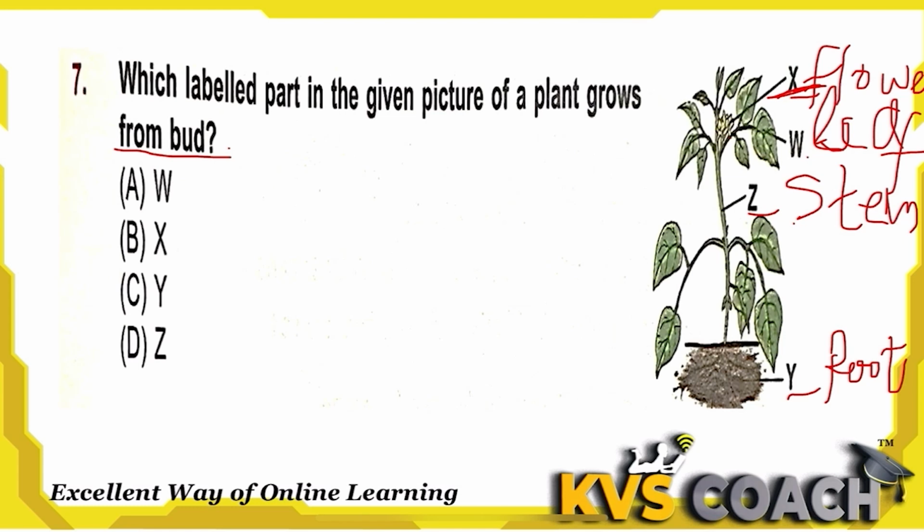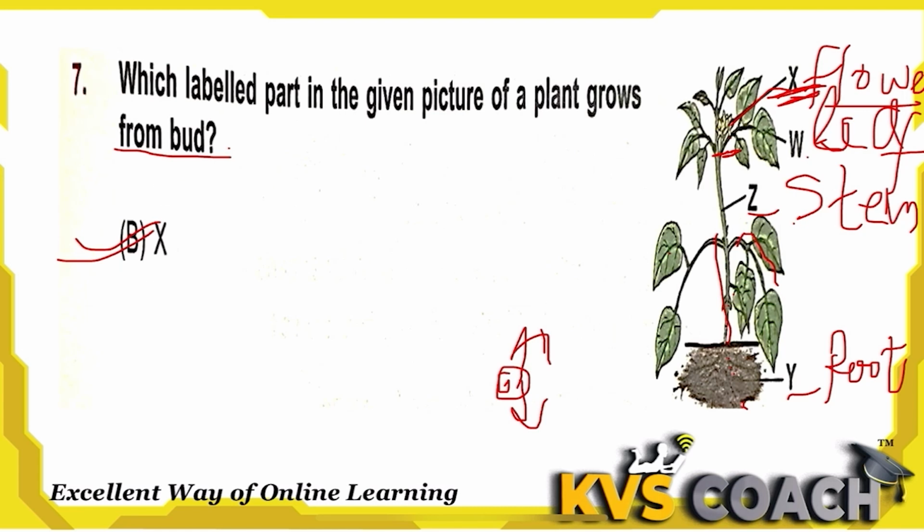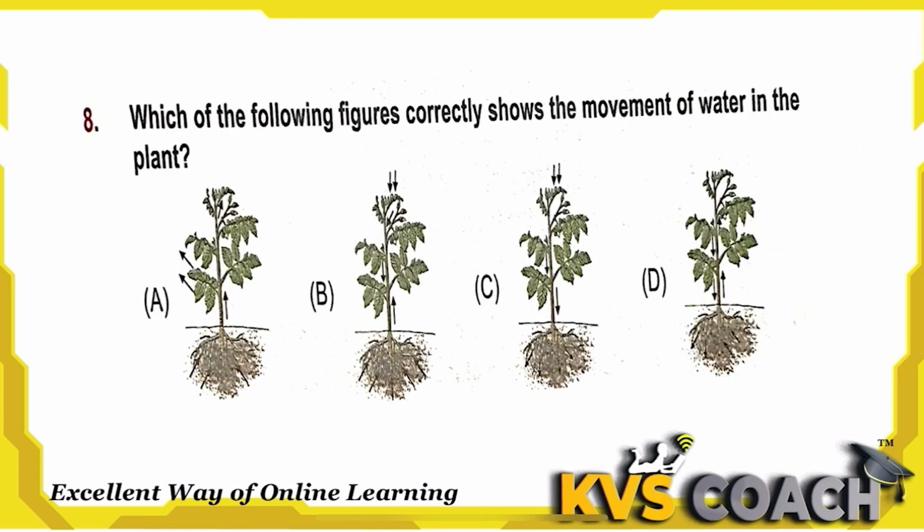Look, root grows from seeds. Stem also grows from seed, because a seed grows into two parts: below ground the root, and above ground the stem. So both of these grow from seeds. These are leaves. Leaf grows from the stem. There is the flower. Flower grows from the buds of the plants. So it means option X is the right answer. It means option B is the right answer because X is the part of the plant which grows from the bud.